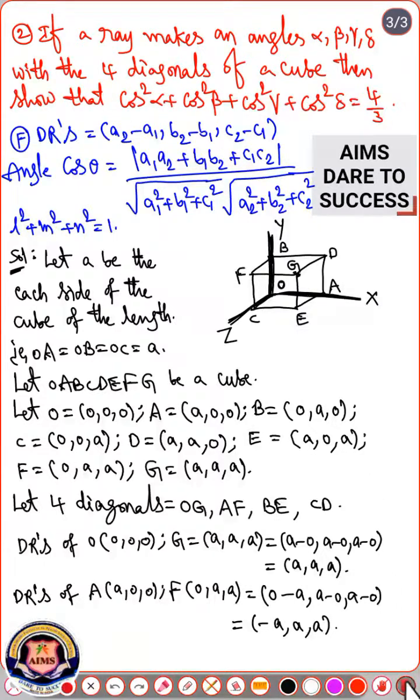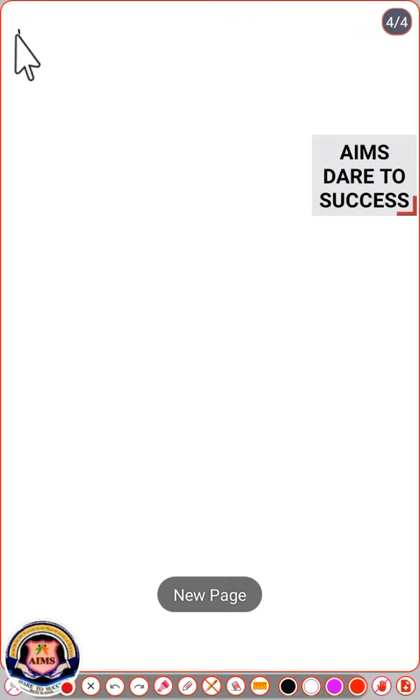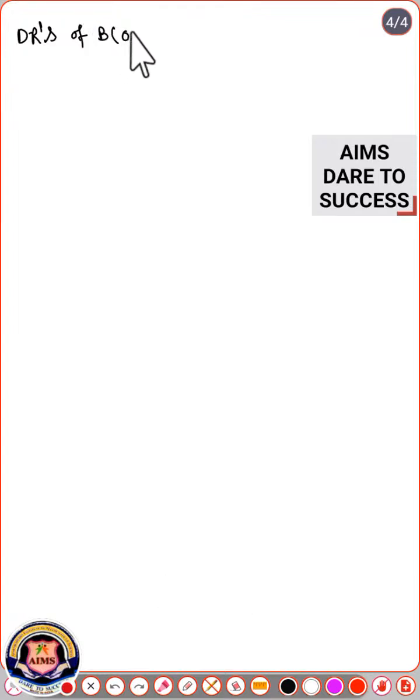Okay, my dears. Now next, the direction ratios of the third diagonal BE. B value is 0, a, 0, and the E value is a, 0, a.